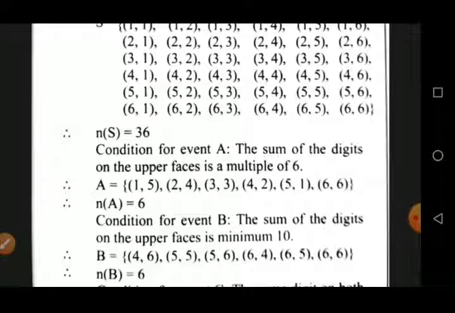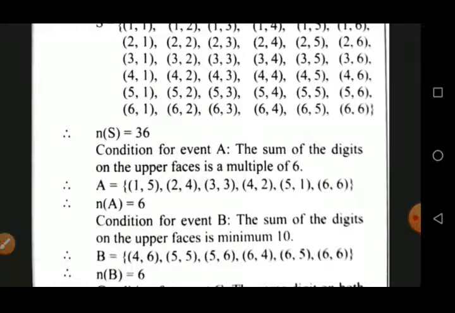A is equal to (1,5). The sum is 6 and it is a multiple of 6. (2,4), sum is 6. (3,3), sum is 6. (4,2), sum is 6. (5,1), sum is 6. (6,6), the sum is 12 and 12 is a multiple of 6. n(A) is equal to 6. 6 sample points are coming in this set. That's why n(A) is equal to 6.